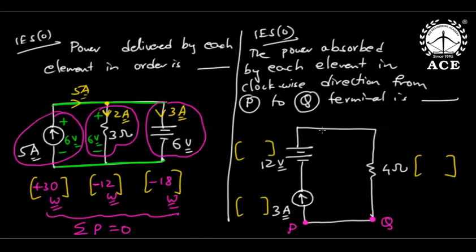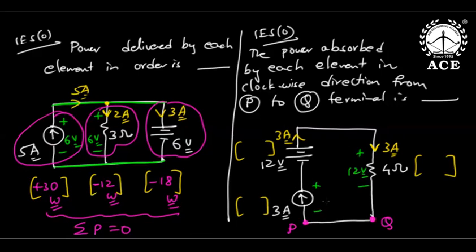Now here is a series system. In a series system, what is the same? Current is the same; current is fixed. So this is 3 amperes, this is also 3 amperes, and this is also 3 amperes. Going through the 4 ohms, 4 times 3 is 12, passive notation. Now this is 12, this is 12.